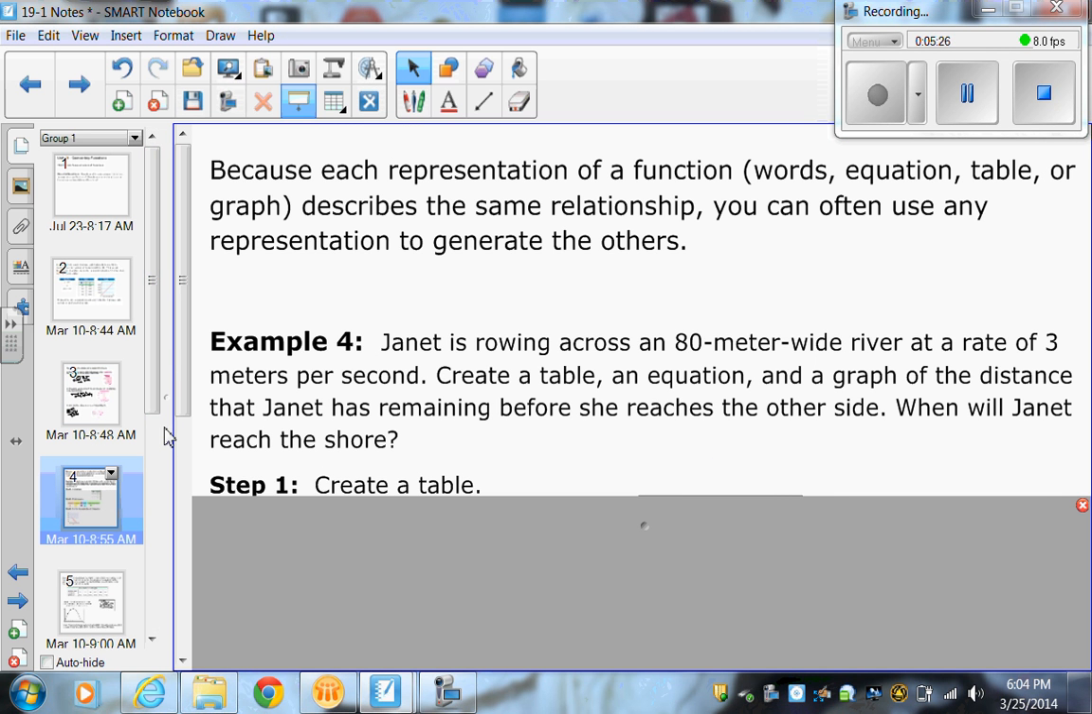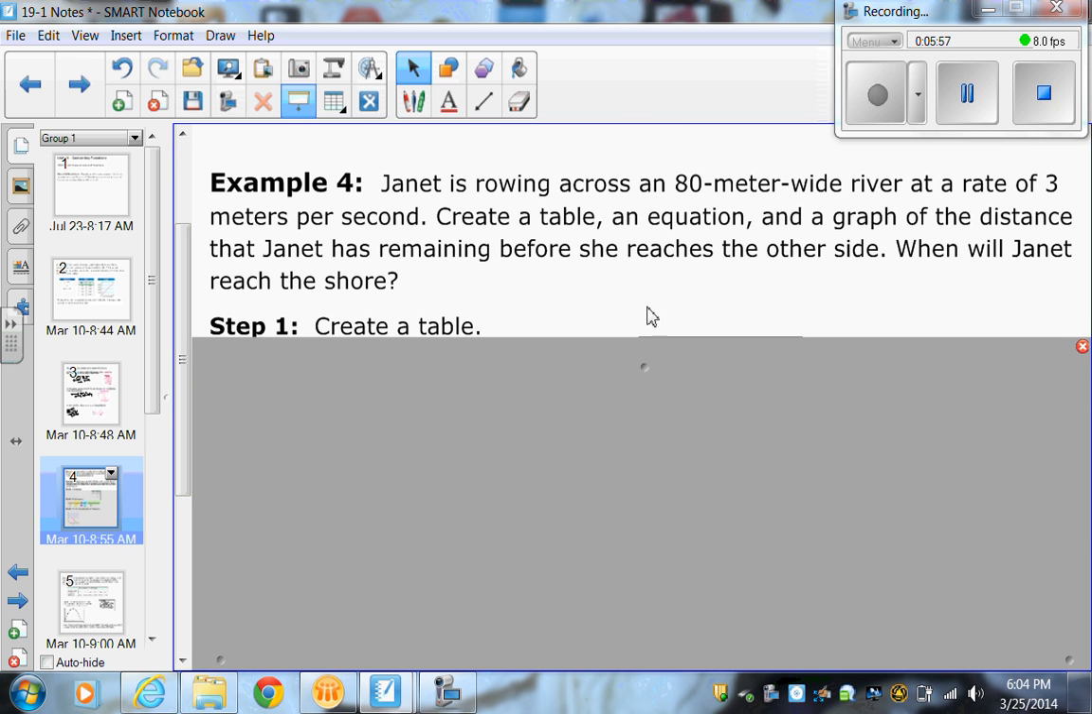Because each representation of a function, words, equation, table, or graph describes the same relationship, you can often use any representation to generate the others. So for example, we have Janet is rowing across an 80-meter wide river at a rate of 3 meters per second. We want to create a table, an equation, and a graph of the distance that Janet has remaining before she reaches the other side. And then we also want to answer the question, when will she actually reach the shore?